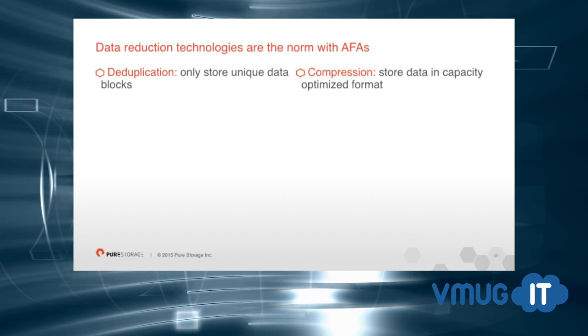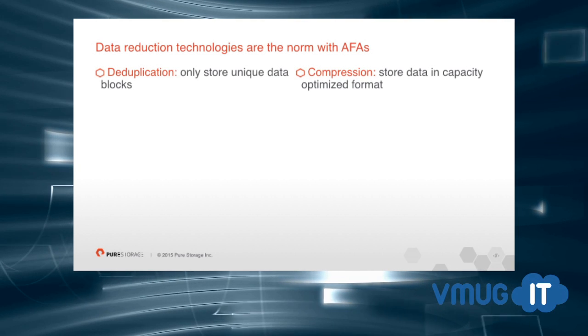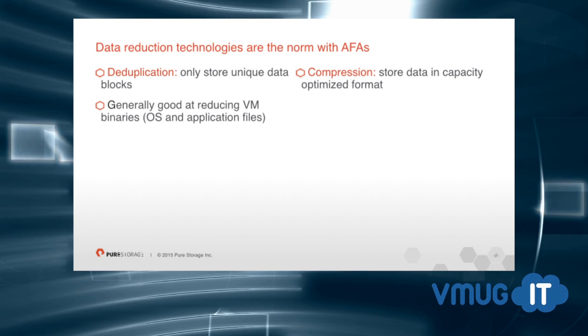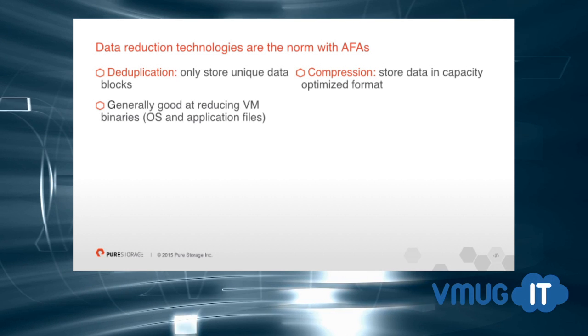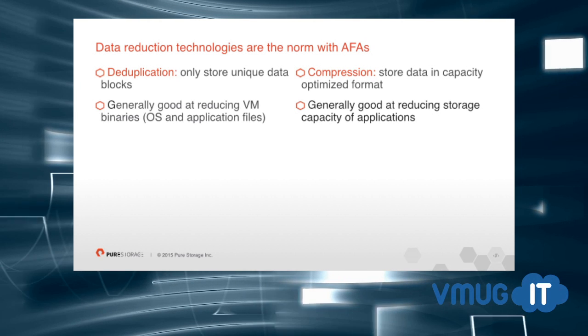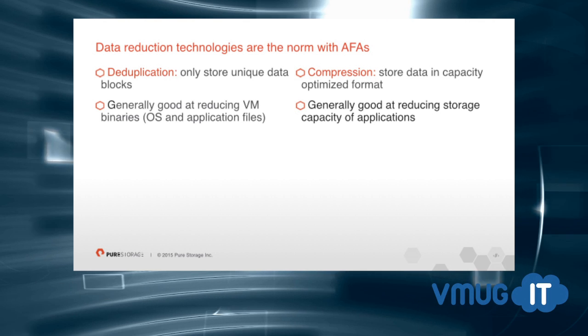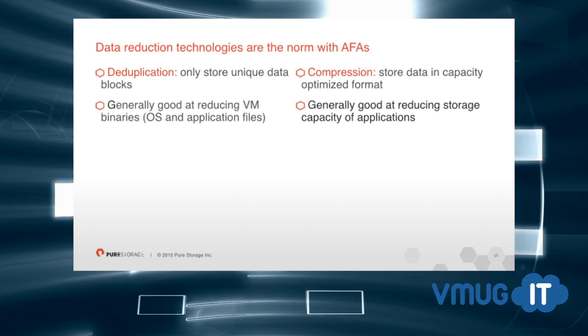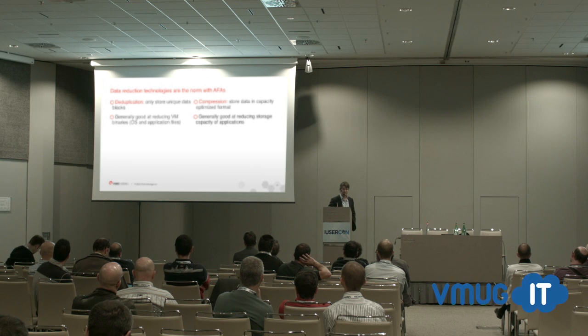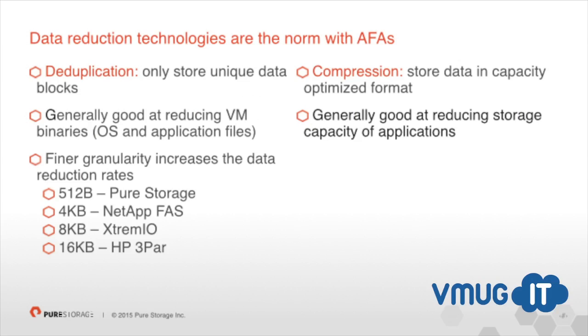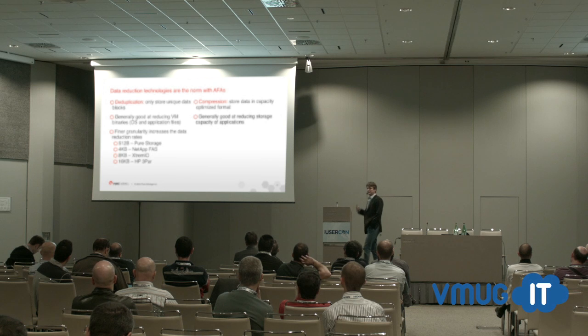Deduplication is really good with, say, virtual machines, the binary sets, the applications. If you're doing file services, you could see some benefits there. Conversely, compression is really good with structured applications, right? SQL, Oracle. It also provides some benefits to file services as well as to the virtual machine binaries, but different use cases. And if you have an array that has only one or the other technology, you'll see vastly different results, okay?